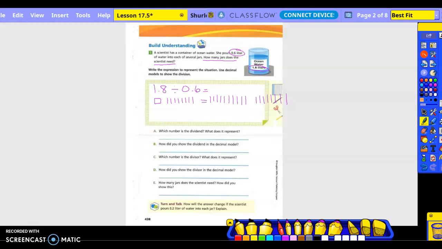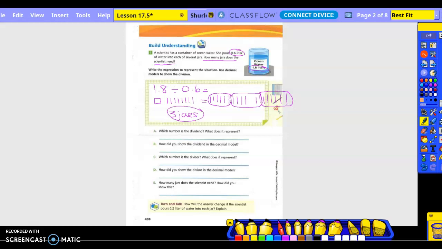Now, can I put 6 in a group evenly? Yes. Okay, so 1, 2, 3, 4, 5, 6. Put that in one group. 1, 2, 3, 4, 5, 6. Put that in another group. And then put the other 6 in a group. Correct? Okay. All right. So how many total groups do I have? 3. So 3 groups. So how many jars? 3 jars. Okay, so let's make sure we answered all these questions.